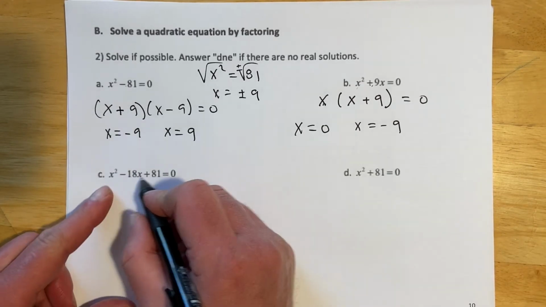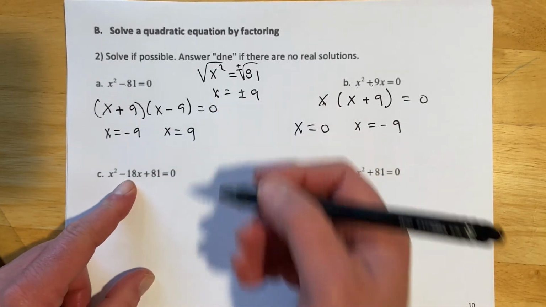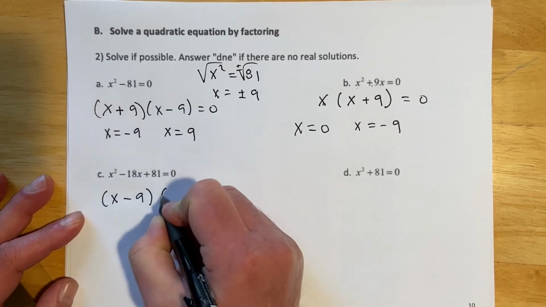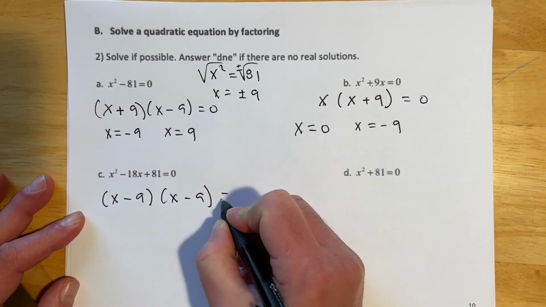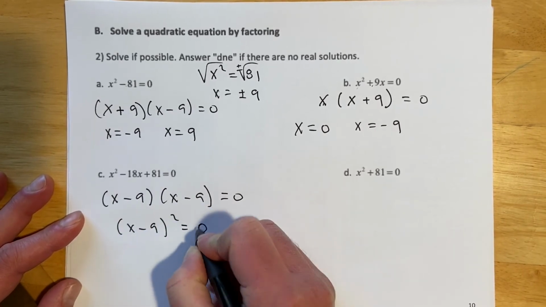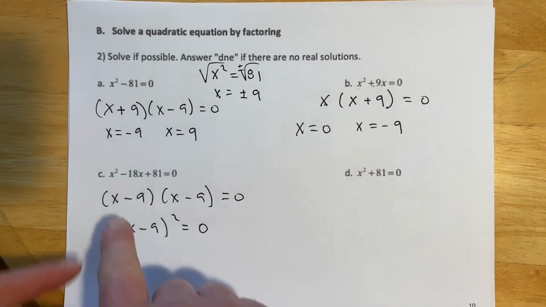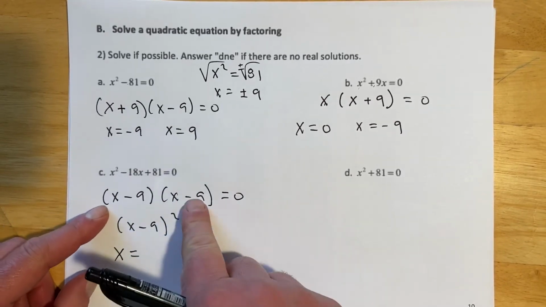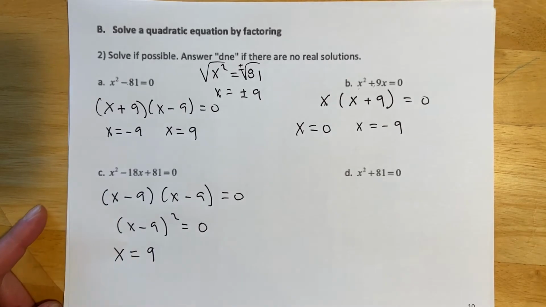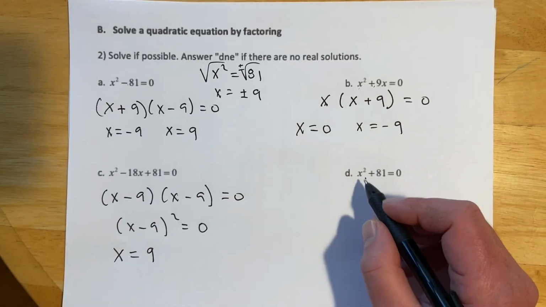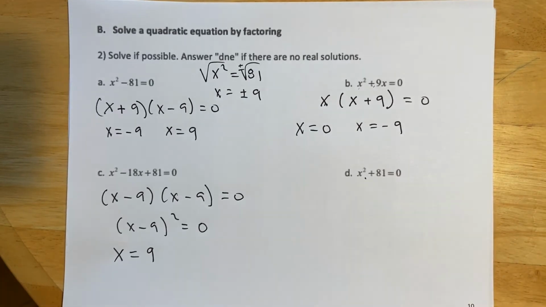C, this is what multiplies to be 81 and adds to be negative 18. So you could write that x minus 9, or you could write it x minus 9 squared, either way. But this one only has 1 zero. This is going to be x equals positive 9, and that's it. And then this one does not have zeros.